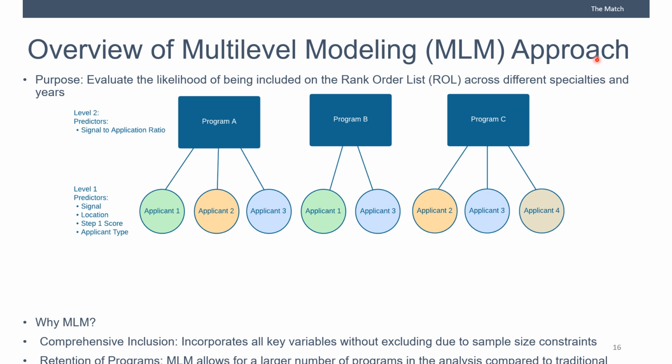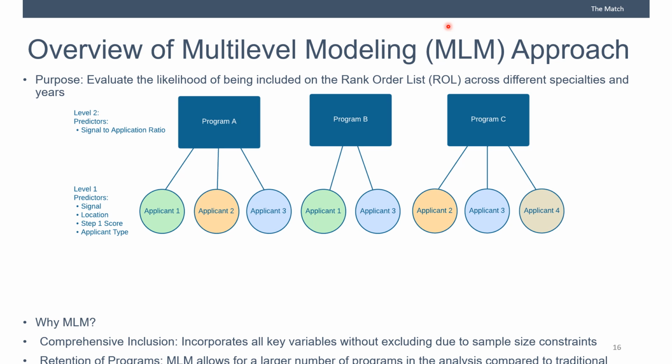Inclusion of these key variables in the MLM enables us to include all critical variables of interest, such as signal status, step 1 scores, signal to application ratio, and application type, without needing to exclude variables due to insufficient data size. An MLM does not require a large number of applications within each program, which is that level 1 data here. And this allows us to retain more programs in our sample and avoid excluding smaller programs that might have otherwise been lost in a typical regression model.